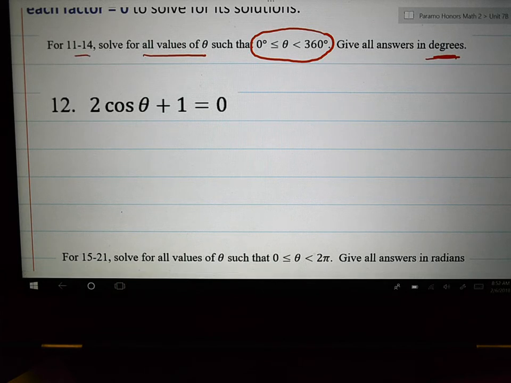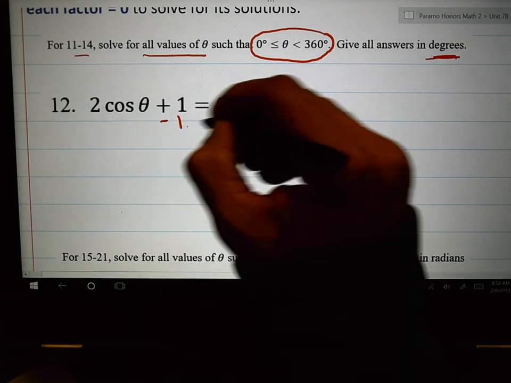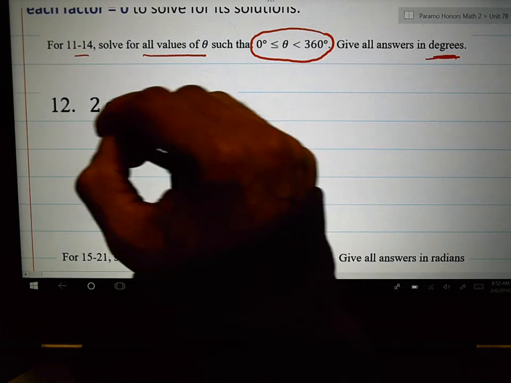So if I'm doing this problem, number 12, 2 cosine of theta plus 1 equals 0, here's what you'll do. I would subtract 1 from both sides. Draw a line.